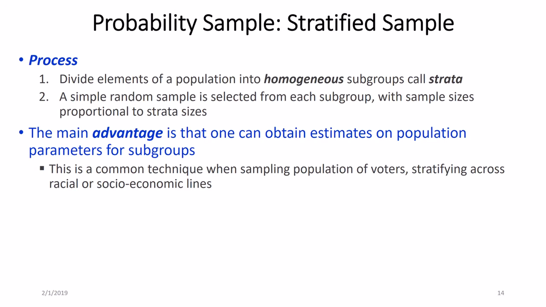The next type of probability samples is stratified sample. For stratified sampling, we first divide elements of a population into homogeneous subgroups, which are called strata. Then later, a simple random sample is selected from each subgroup with a sample size proportional to strata size. The main advantage of this method is that one can obtain estimates on population parameters for subgroups. This is a common technique for sampling populations of voters.